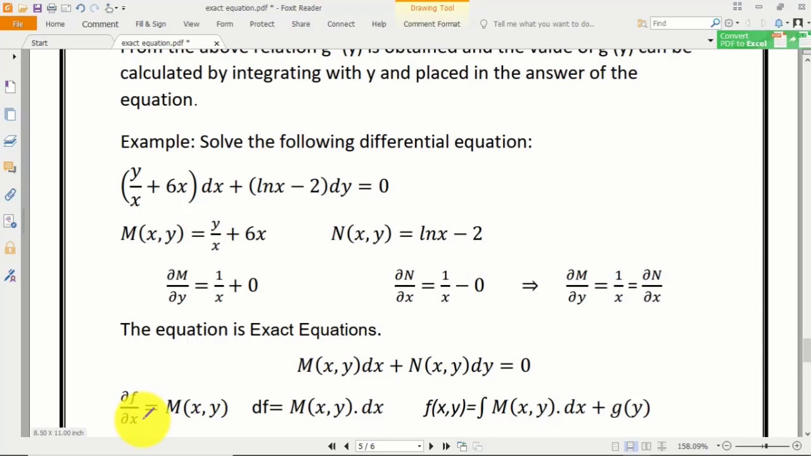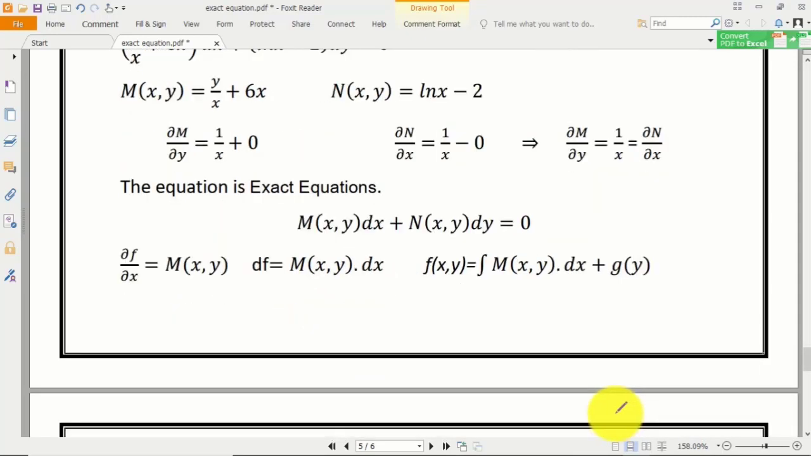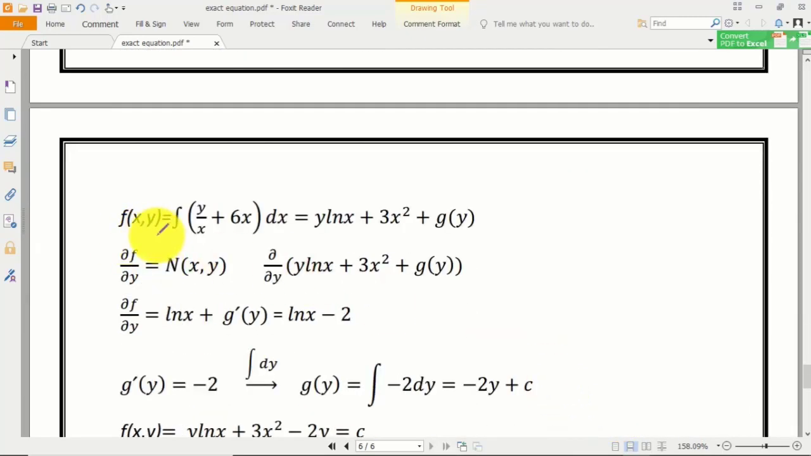Here I wrote the exact differential formula. I just have to take the partial of f with respect to x, which is M. By cross multiplying, we arrive at df equal to M as a function of x and y. Therefore f would be the integral of M of x and y dx plus g of y. Let's say I integrate M with respect to x, where M equals y over x plus 6x. By integrating, y over x gives y times ln x, and the integral of 6x would be 3x squared. I told you about g of y, the constant of integration that I don't take the integral of.